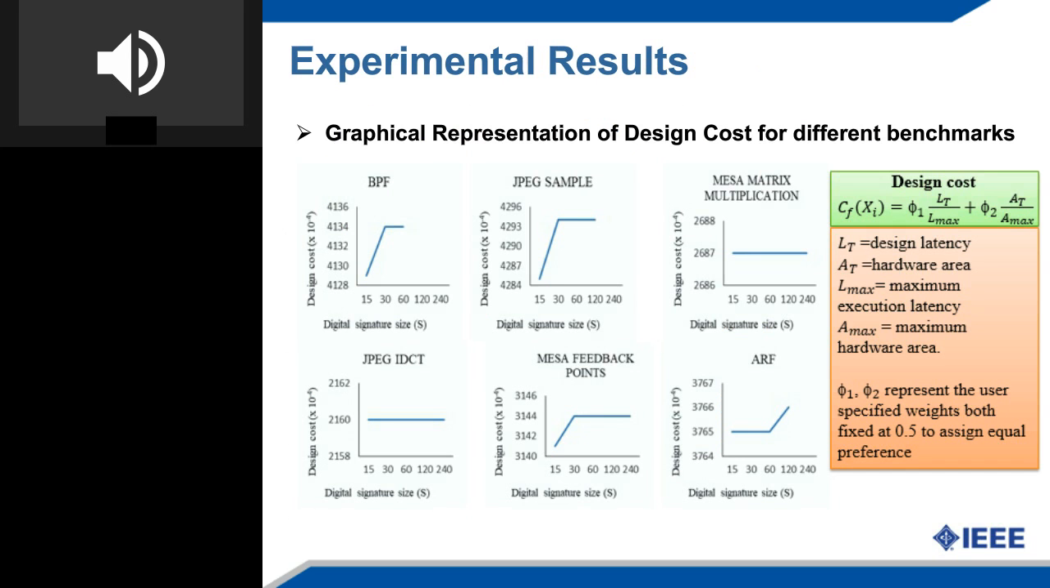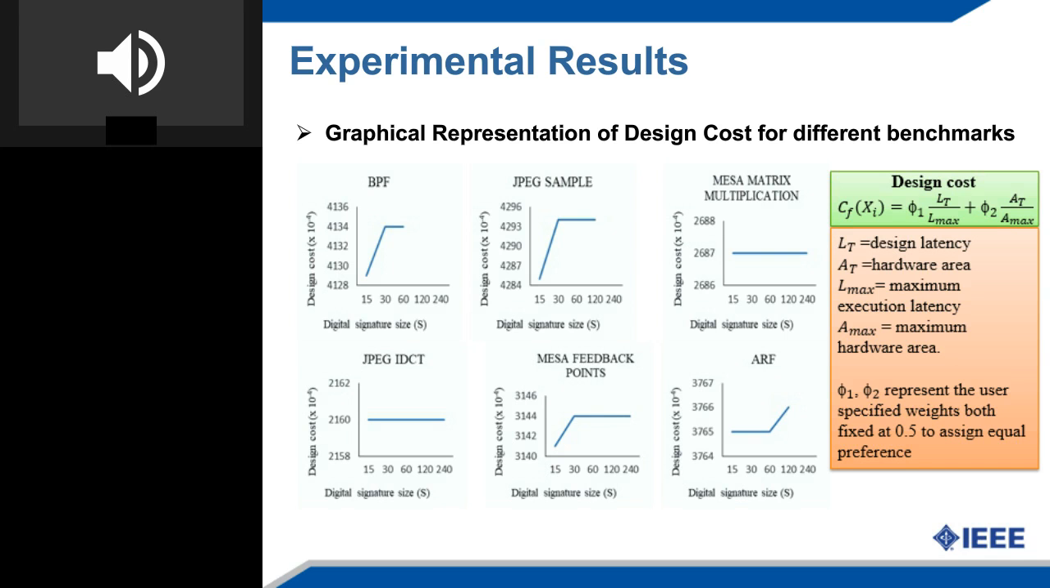Now let me talk about the design cost of the different DSP applications that we have evaluated through the experimental results. For example, we have tested these applications on JPEG IDCT, BPF, JPEG downsample, matrix multiplication, ARF, and so on. As you can see here, based on the digital signature size, the cost initially increases to a small extent, and then it stays the same. It doesn't change either. Neither does it go high nor does it come down.